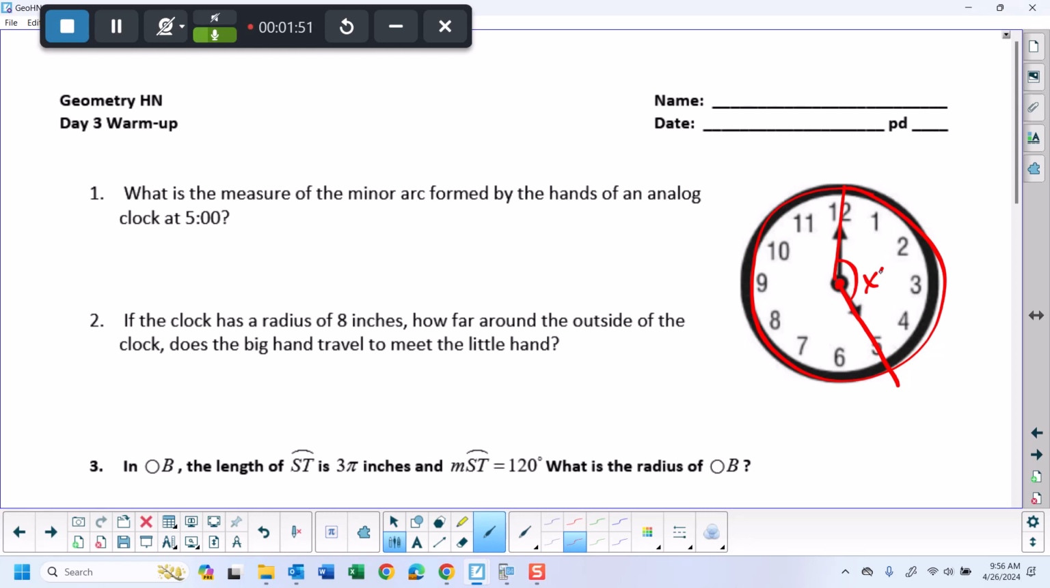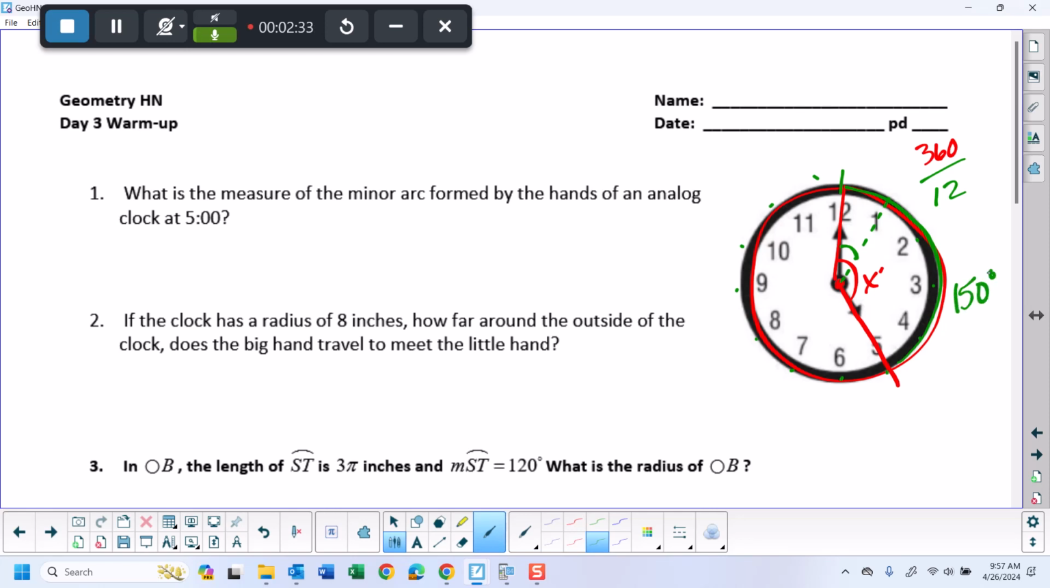I don't know how big my clock is, but I do know that these 360 degrees are divided up into 1, 2, 3, 4, 5, 6, 7, 8, 9, 10, 11, 12 pieces. So if 360 degrees is divided evenly by 12, how much is each individual central angle? 30 degrees. And if I have 1, 2, 3, 4, 5 of them, what is the measure of this arc here?